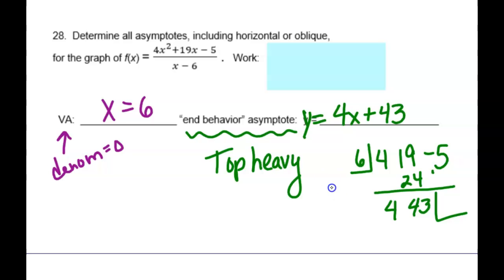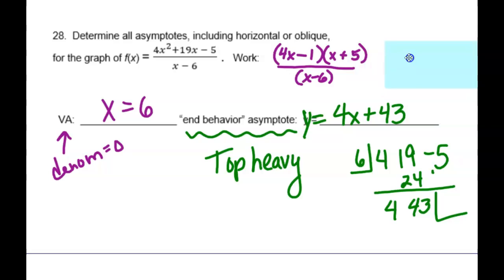Did anybody else get that? Okay. I did factor it, because it does factor, but it doesn't matter, right? All we needed was to know there wasn't a hole.